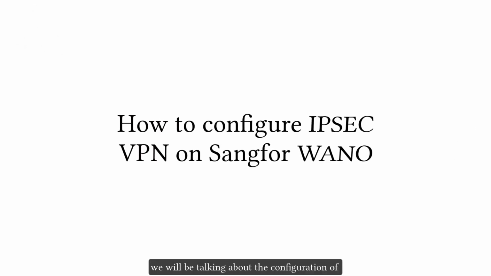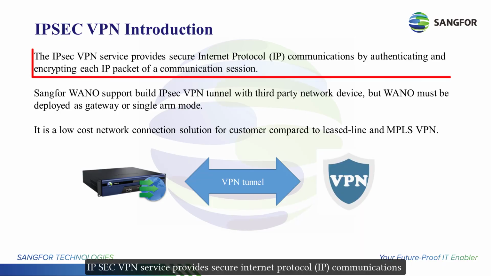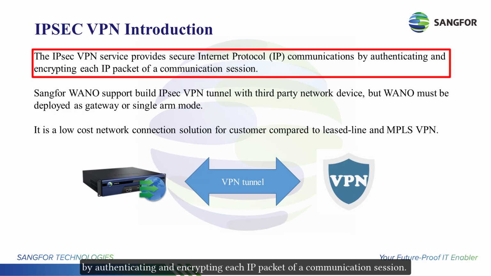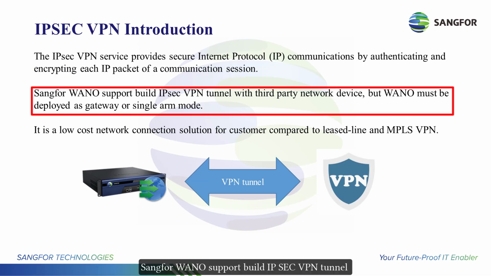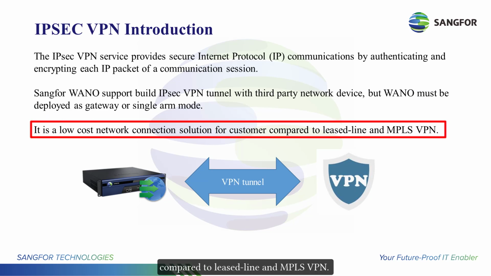In this video, we will be talking about the configuration of IPSEC VPN in Sangfor WANO. IPSEC VPN service provides secure Internet Protocol (IP) communications by authenticating and encrypting each IP packet of a communication session. Sangfor WANO supports building an IPSEC VPN tunnel with third-party network devices, but WANO must be deployed as gateway or single-arm mode. It is a low-cost network connection solution for customers compared to leased line and MPLS VPN.